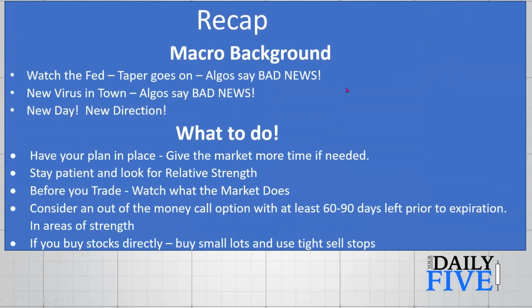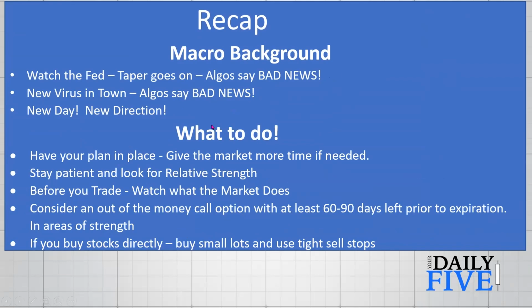So to recap, the macro background, you've got to watch the Fed. The taper goes on, the algos say bad news. The Fed changes its mind, the algos say it's good news. There's a new virus in town, it's bad news. But then the next day, maybe it's not so bad. Things are going to go crazy with the news cycle. In other words, new day, new direction. Look to your charts to help you decide what's really going on.